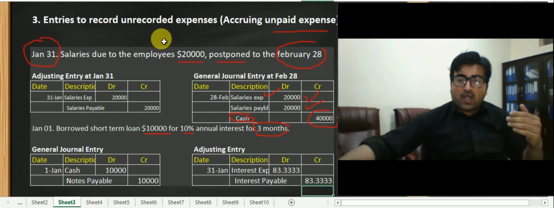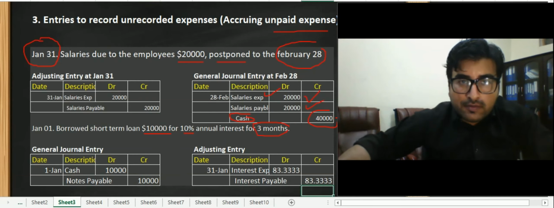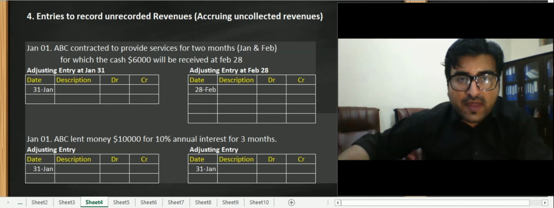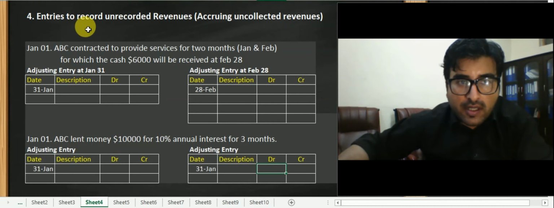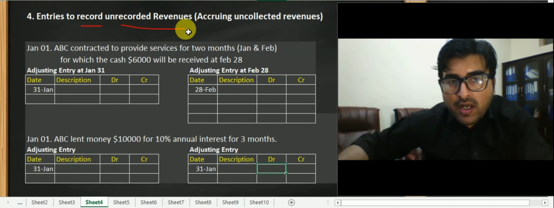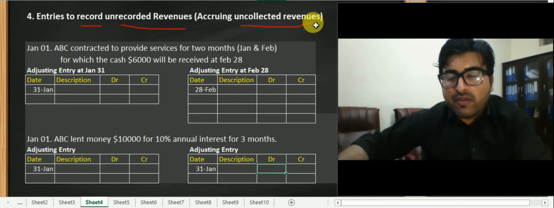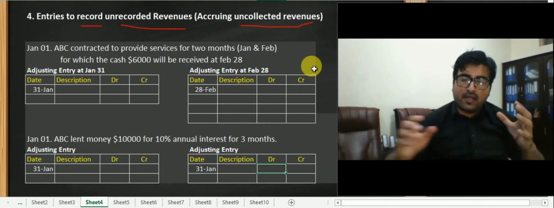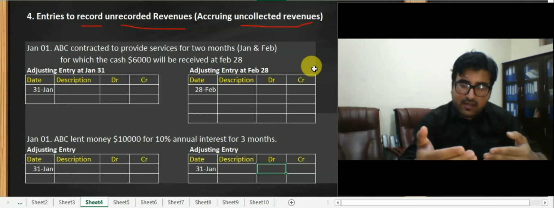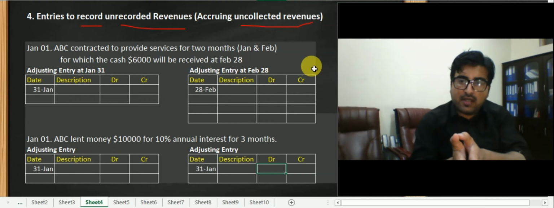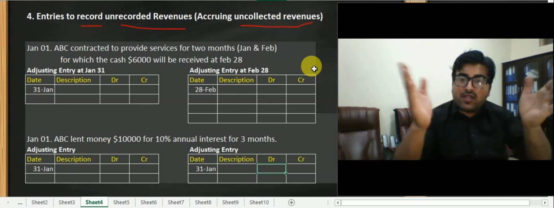Now we are going into the fourth type. What is in the fourth type? We have accruing uncollected revenues, or in other words, record unrecorded revenue or uncollected revenue. Dear students, it's quite normal in businesses. They provide services, right, and they receive the cash in the future.